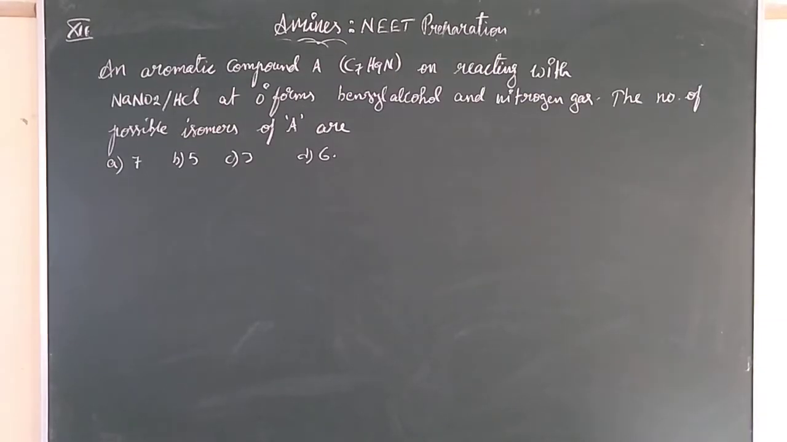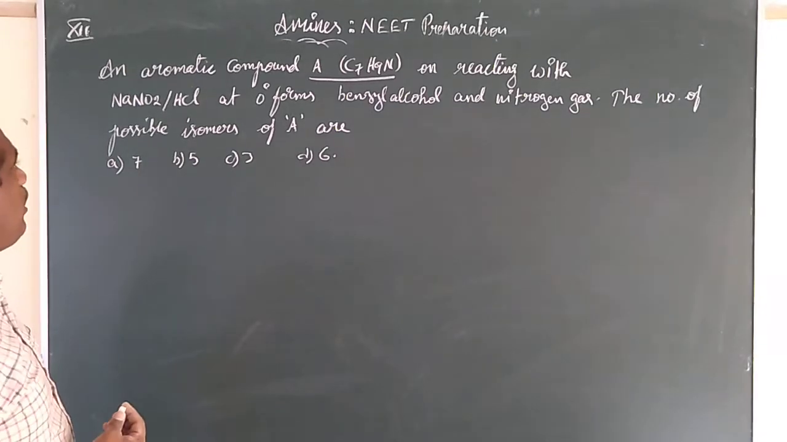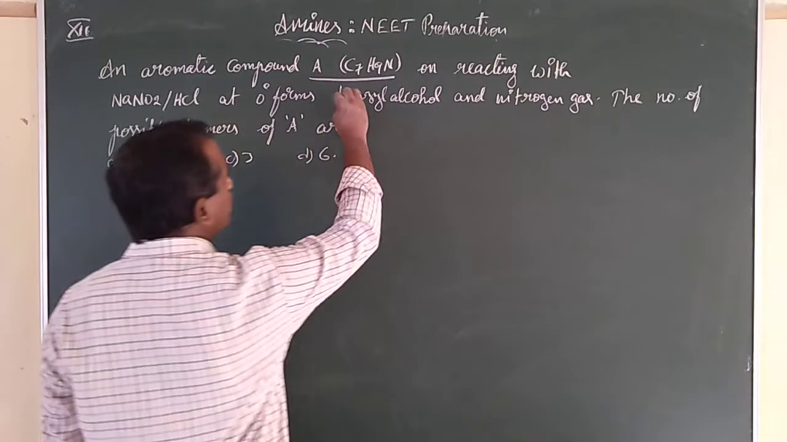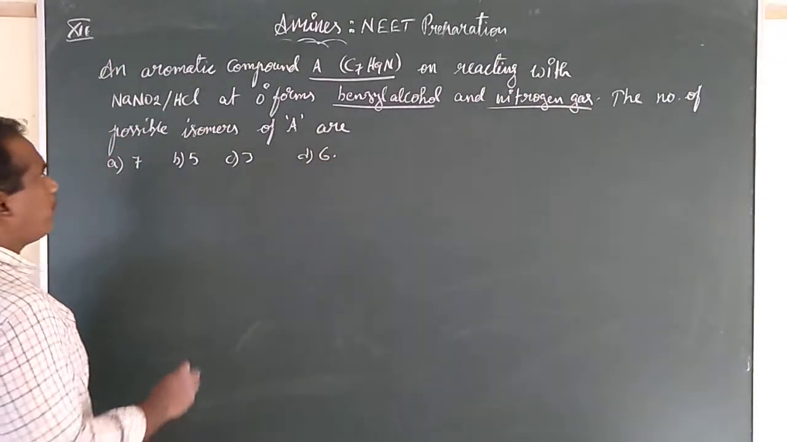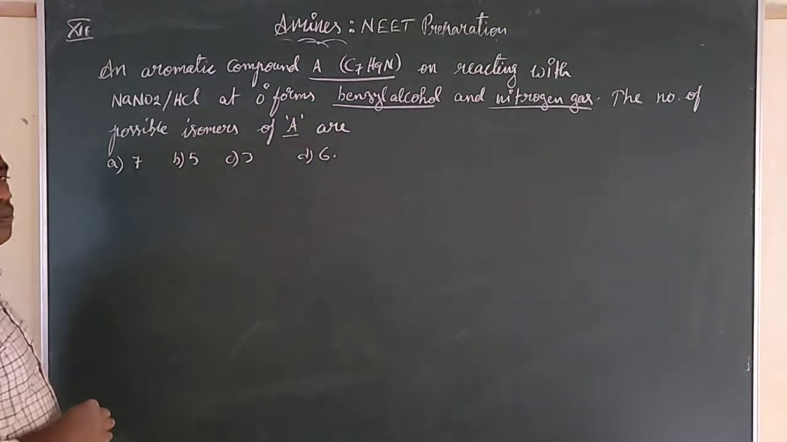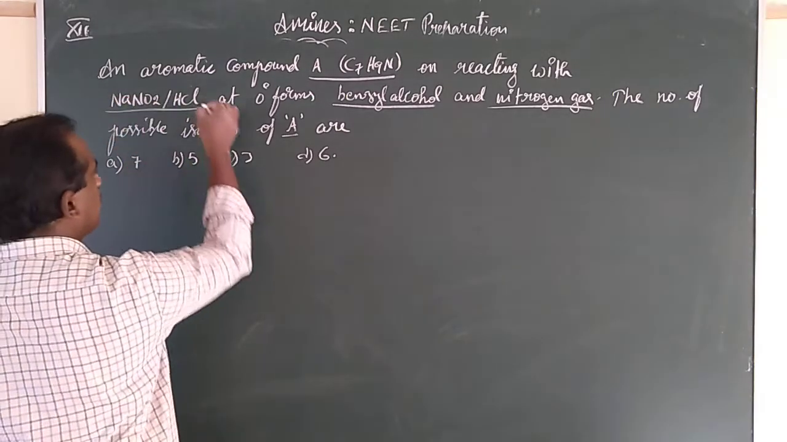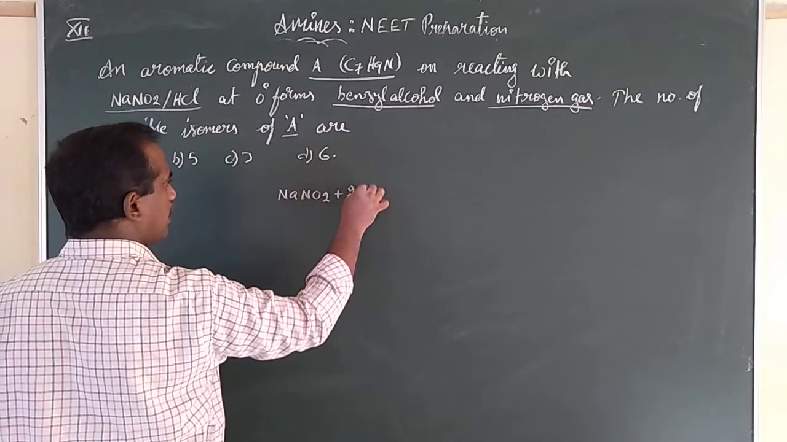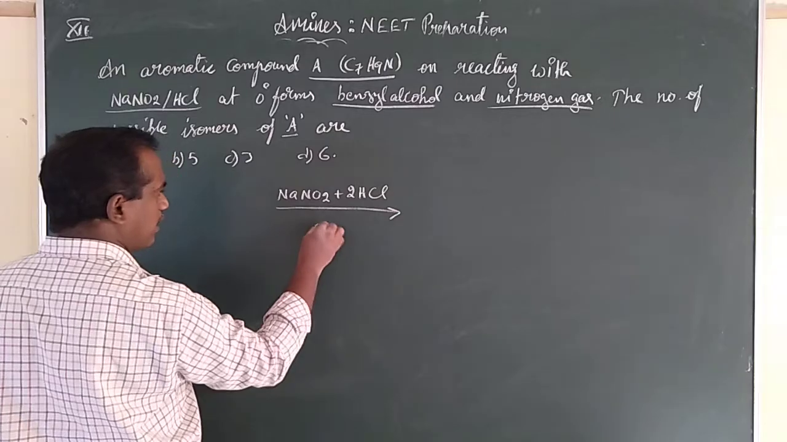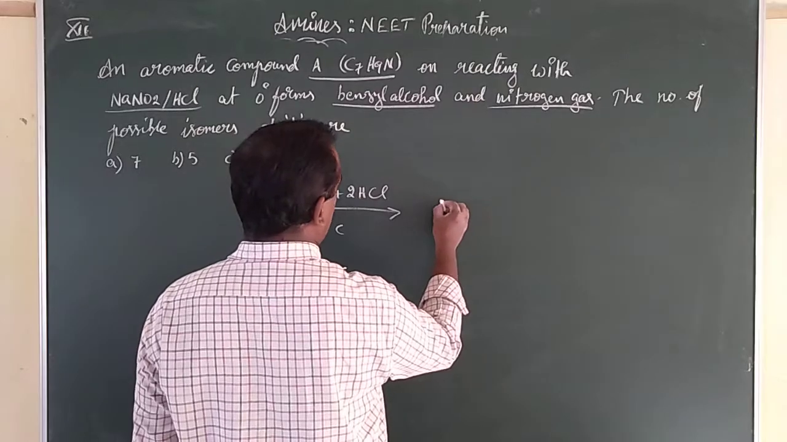See children, we got one more question here. The question is, an aromatic compound A on reacting with NaNO2 in presence of HCl forms benzyl alcohol and nitrogen gas. The number of possible isomers of A. What we can find out is, only this NaNO2 in presence of HCl. We can understand that the reaction takes place at 0 degrees Celsius or 273 Kelvin. It is forming benzyl alcohol.